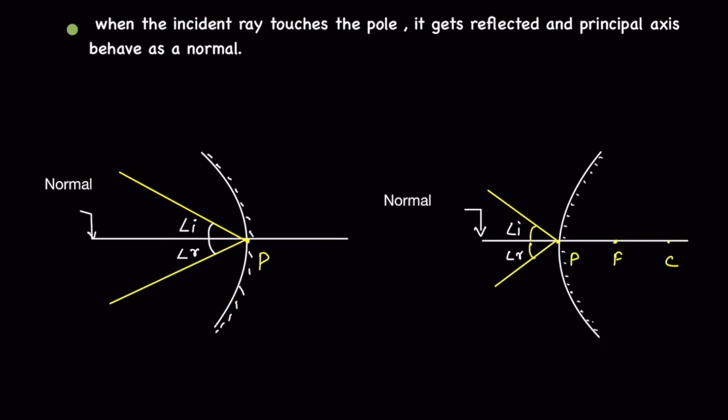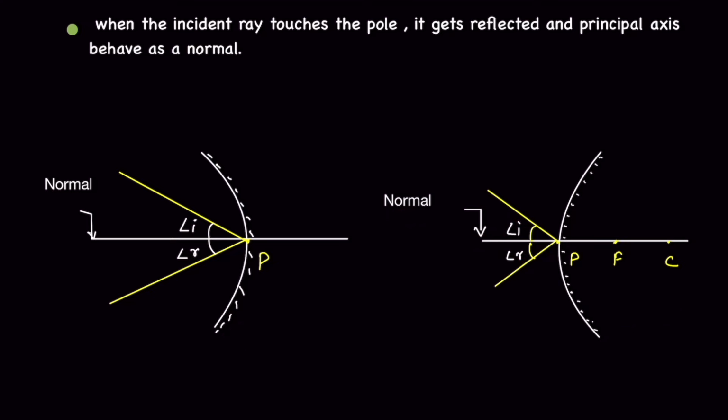Next rule is, when the incident ray touches the pole, it gets reflected and the principal axis behaves as a normal. So here this is the incident ray, here is the pole. When the incident ray touches the pole and gets reflected, the principal axis behaves as a normal. So this is for concave mirror and here is a convex mirror. This is incident ray, this is reflected ray and here is the normal.